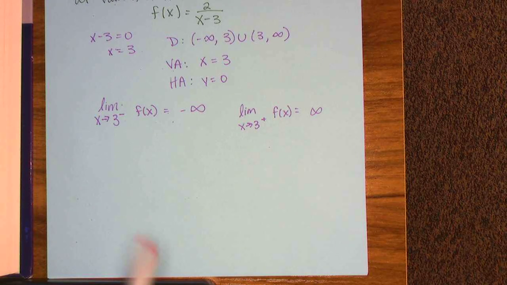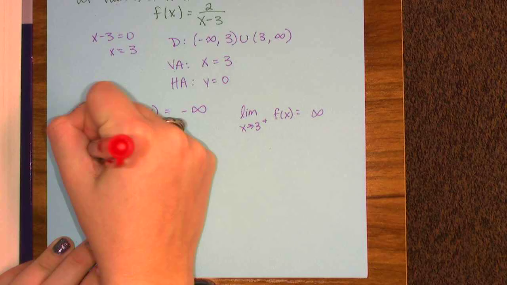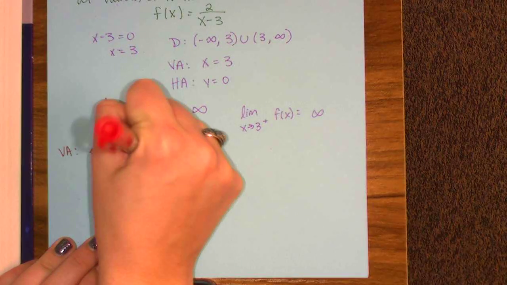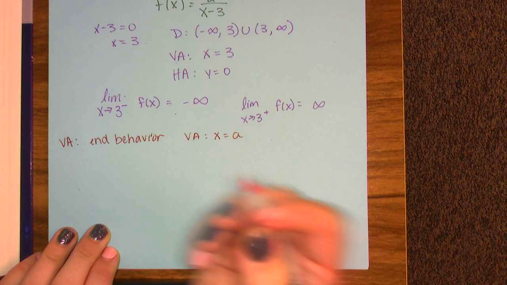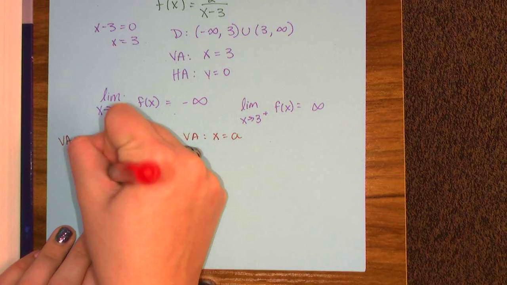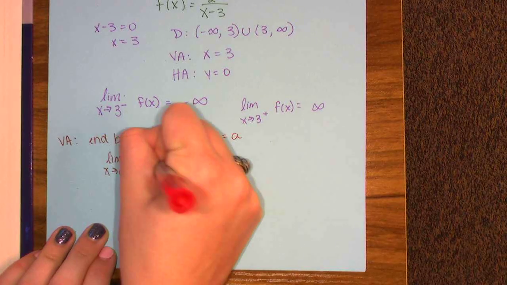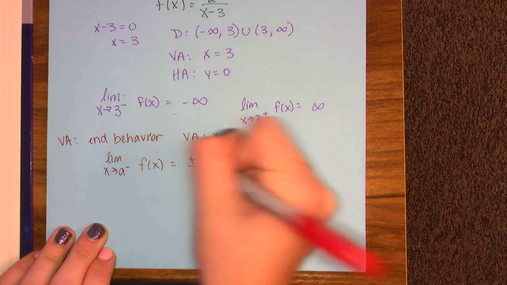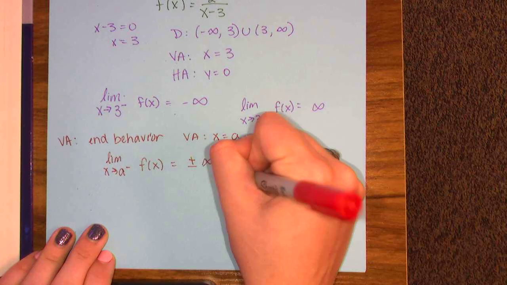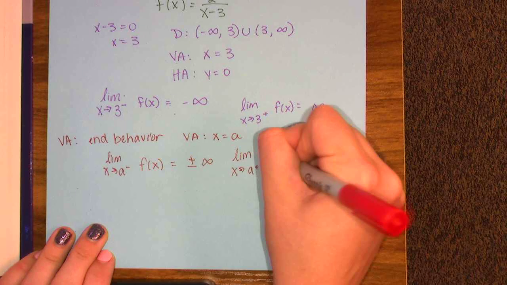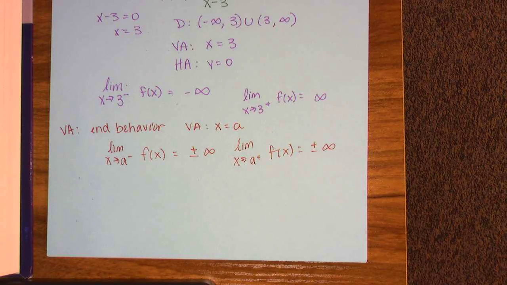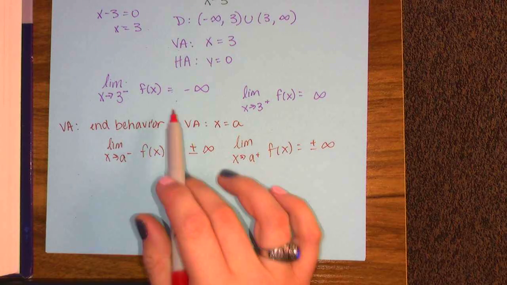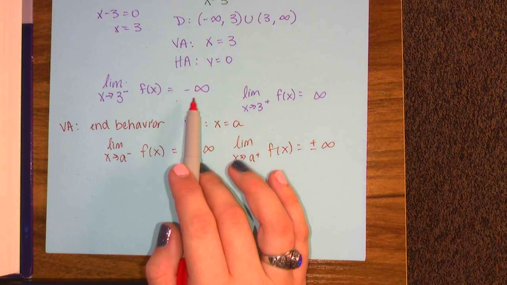Alright, so quickly with vertical asymptotes, we're looking at end behavior. The vertical asymptote is x is equal to a. So the limit as x approaches a from the left of f of x is equal to positive or negative infinity. And the limit as x approaches a from the right of f of x is equal to positive or negative infinity. Okay, so that's for vertical asymptotes. That's the situation we were dealing with here when we checked the end behavior at that point.